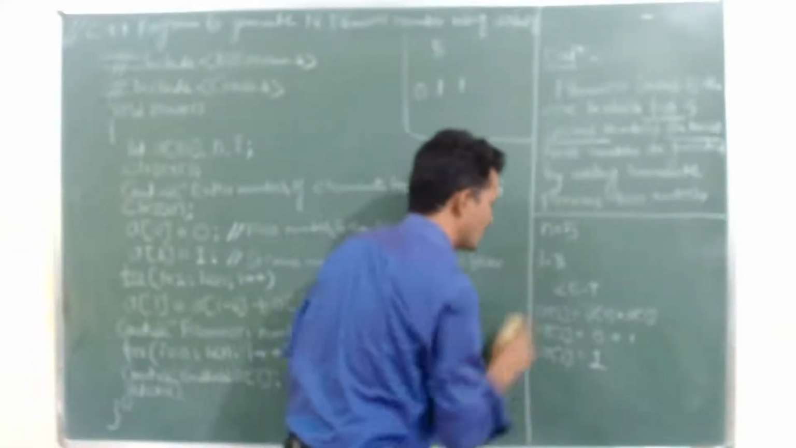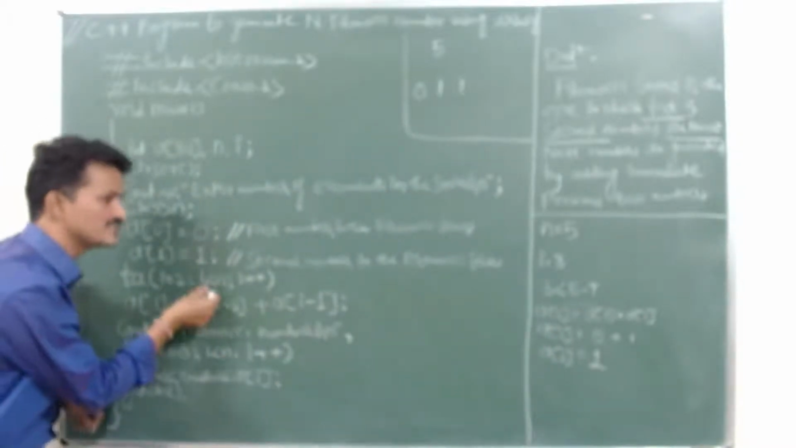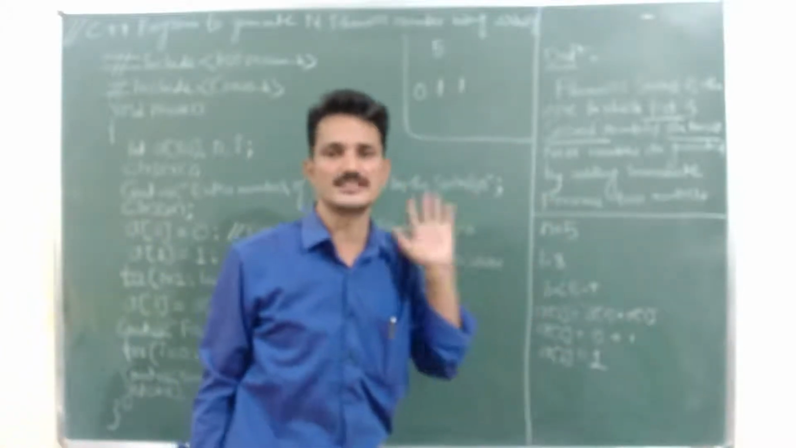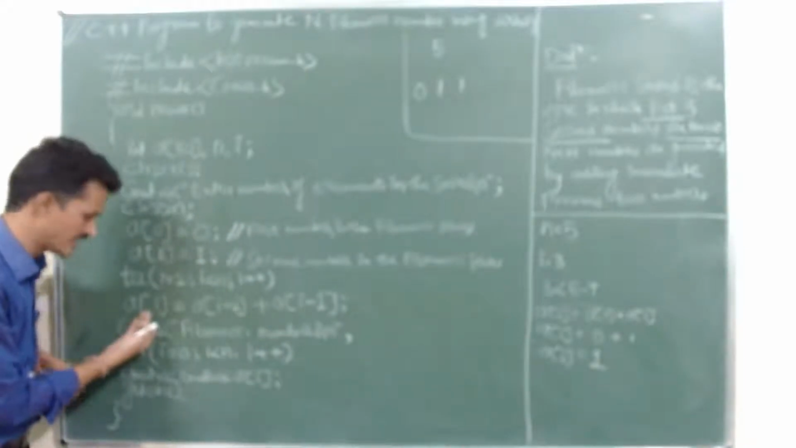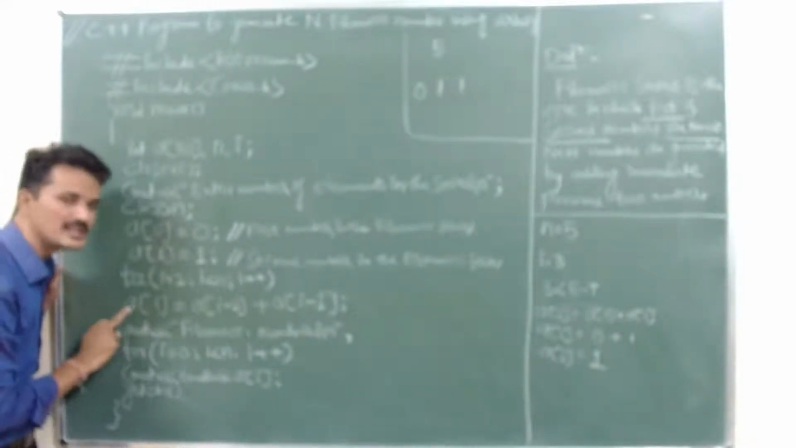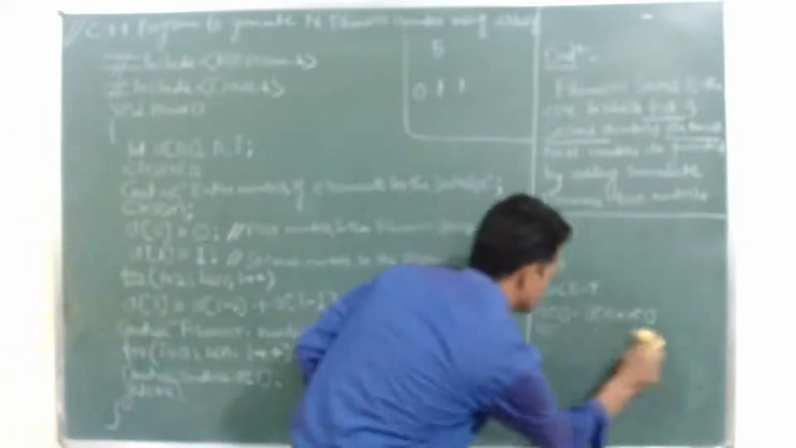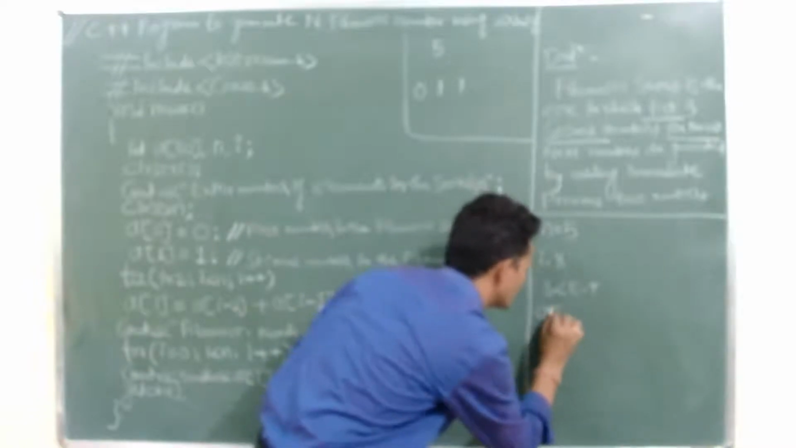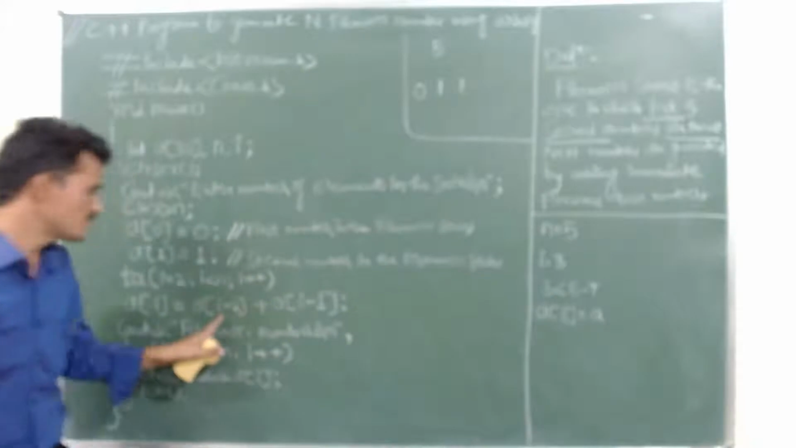So I'll check the condition in the for loop. 3 is less than 5. Yes, it is true. Of course, it is true. When this condition is true, again I have to execute this statement. A of I. A of I means what? A of 3. So I'll just erase this. So here I'm going to write A of 3 is equal to A of I minus 2.